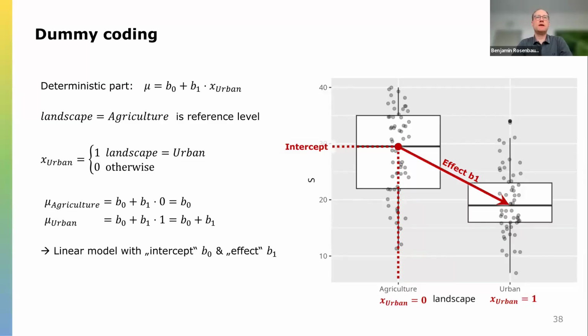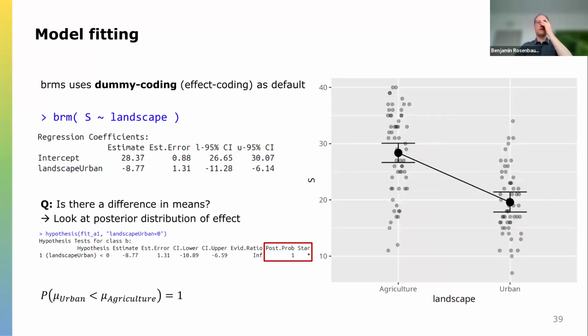But the model is structurally identical. The predictions are the same, which also means that the likelihood is the same for both models. It's just a reparametrization. Instead of having two intercepts, we now have one intercept and the difference to this intercept. And this is the default in BRMS as in other environments. So if we just model species richness in dependence of landscape, then the output will be an intercept and the difference.